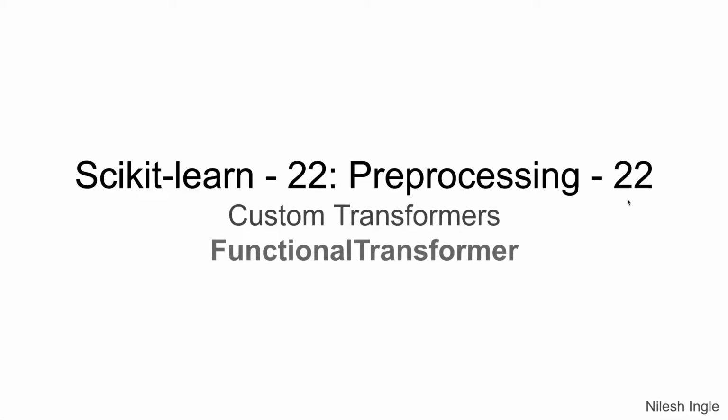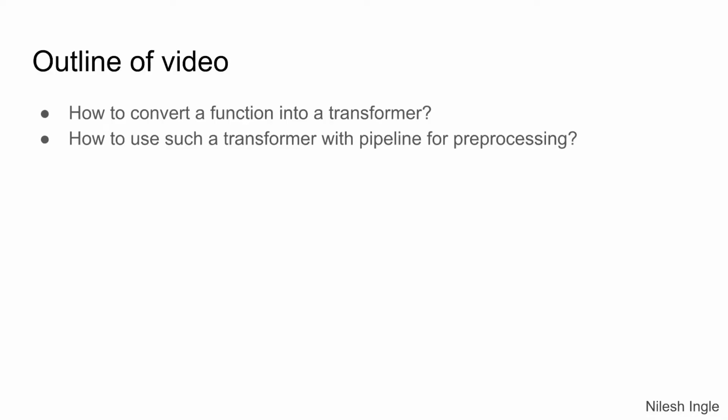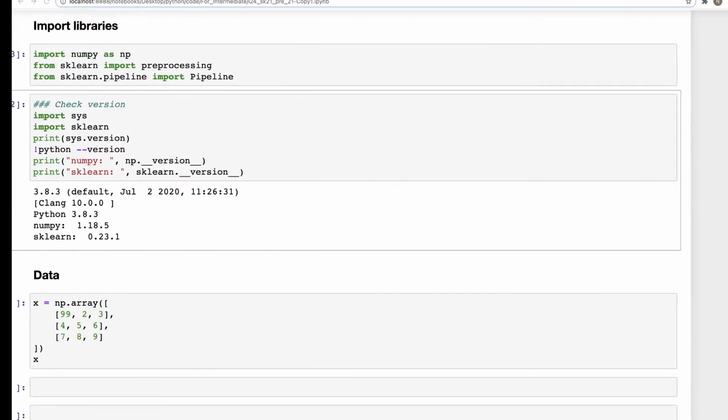I'm Nilesh, and in this video, we'll continue to learn about preprocessing in Scikit-learn. In this concluding video on preprocessing, we'll look at custom transformer. Specifically, we'll look at how we can use our custom functions and put them in a transformer and then put the transformer in a pipeline and then use that pipeline for preprocessing data. So let's get into Jupyter notebook and see how we can do this.